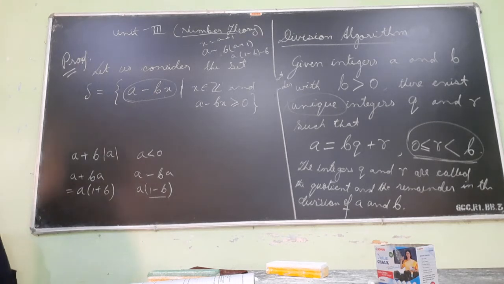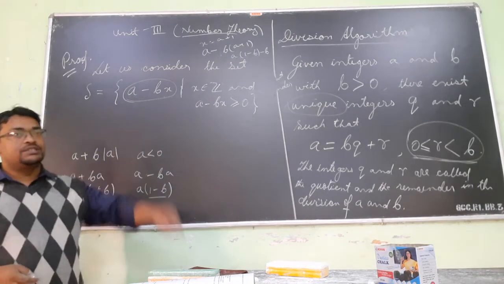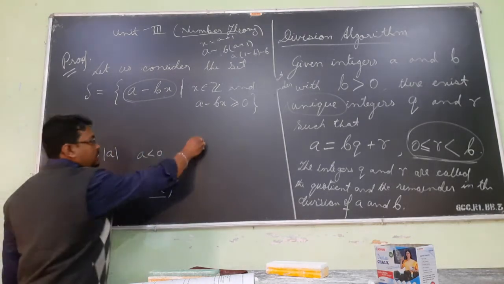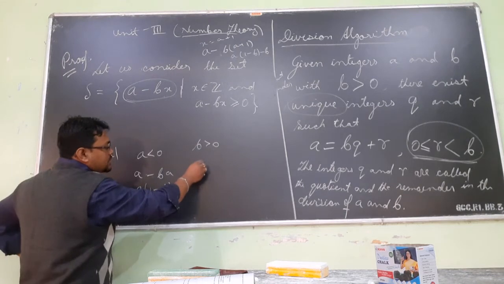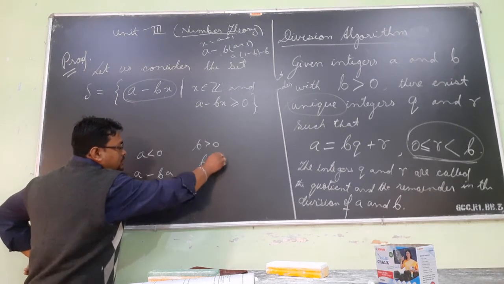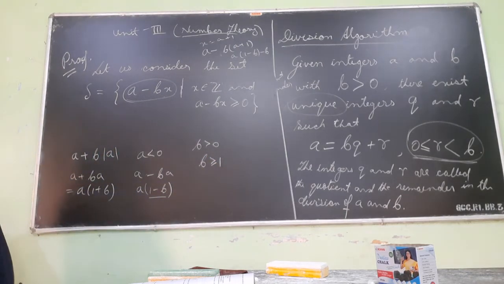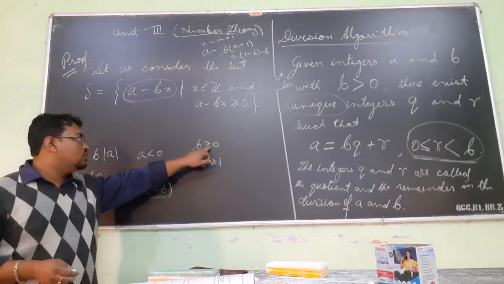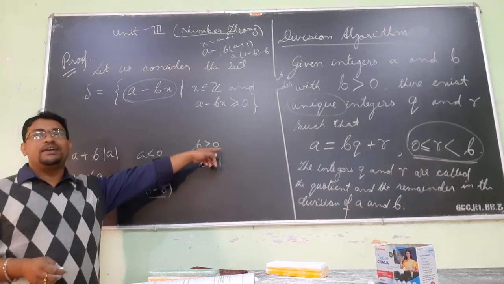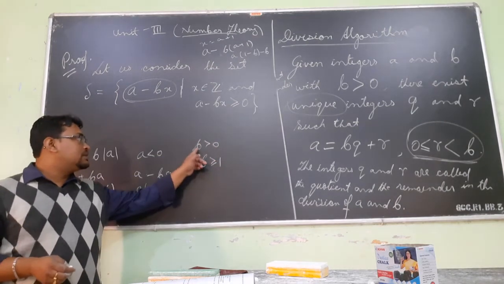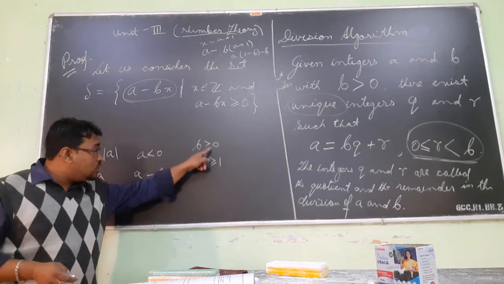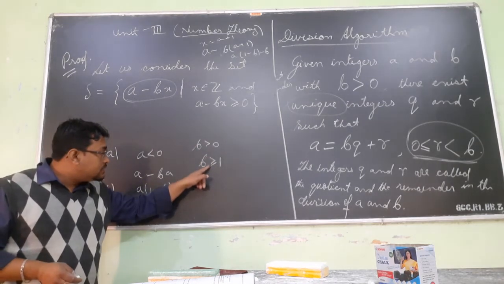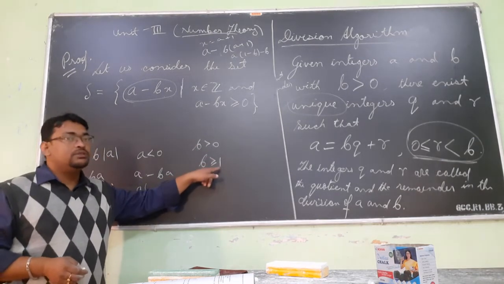Okay, that is the thing. A and B are both integers. So whenever I write B is greater than 0, this actually means that B is greater than or equal to 1, because B is an integer. If B is a real number, I cannot write that, since B greater than 0 may imply that B is 0.5, 0.1 like that. But since B is an integer, there is no other possibility. The next possibility is B will be greater than or equal to 1.